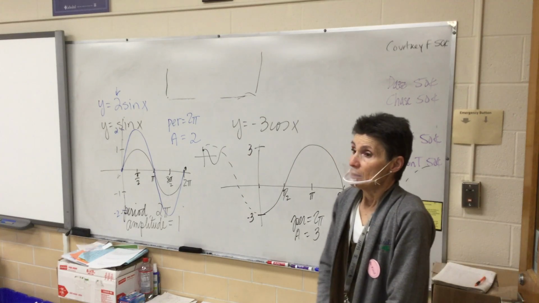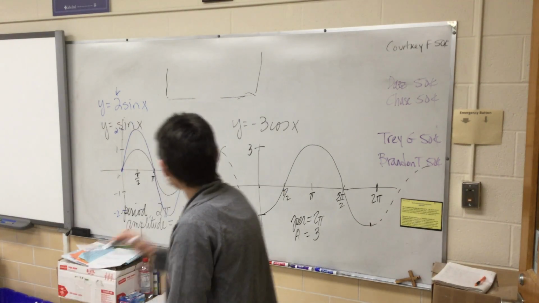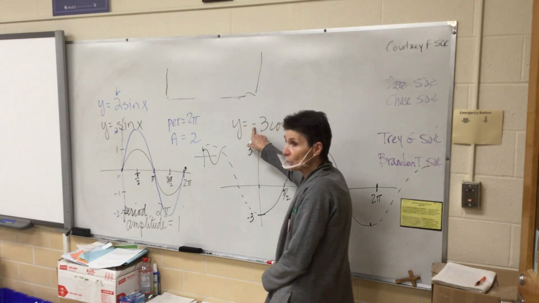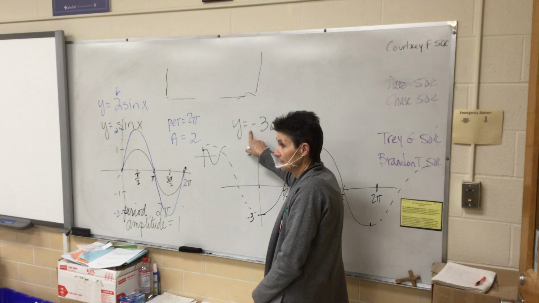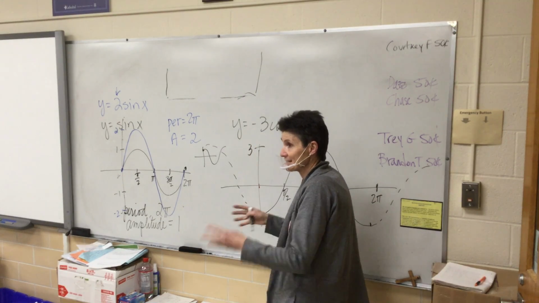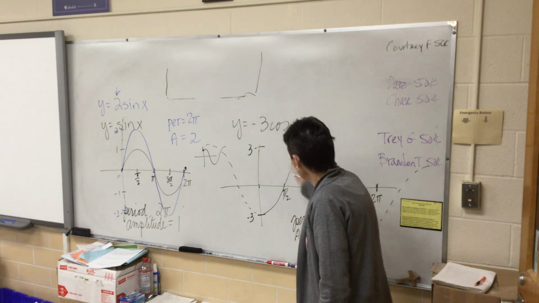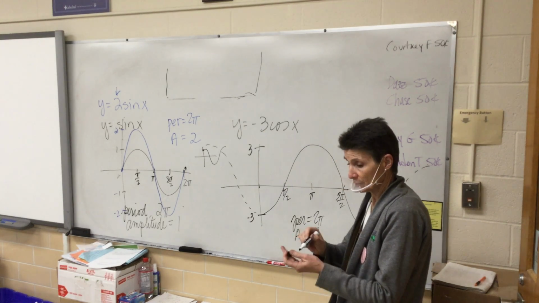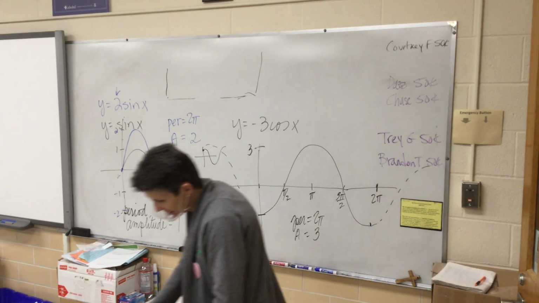Now, remember the amplitude is the height. So even though there's a negative out here, don't say the amplitude's -3. The amplitude will always be positive. Period and amplitude are distances, so they're always positive. The negative just tips you upside down. Is that okay? Oh, it's exciting stuff.